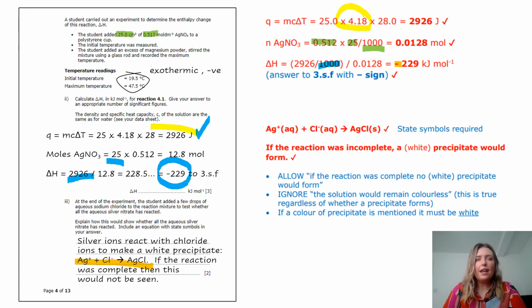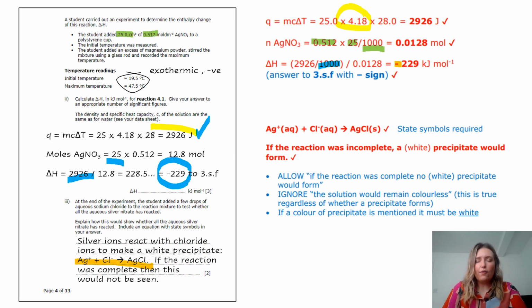What we would see if the reaction was incomplete was that there would be some silver ions hanging around, and so we would see a white precipitate of silver chloride forming if we've added sodium chloride to this reaction. If the reaction is complete, that precipitate wouldn't form. Okay, so what we're looking for is that if the reaction was incomplete, or white, if you've mentioned the colour, precipitate would form, or if the reaction was complete, no precipitate would form.